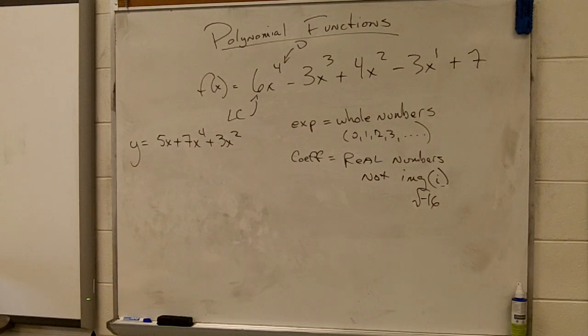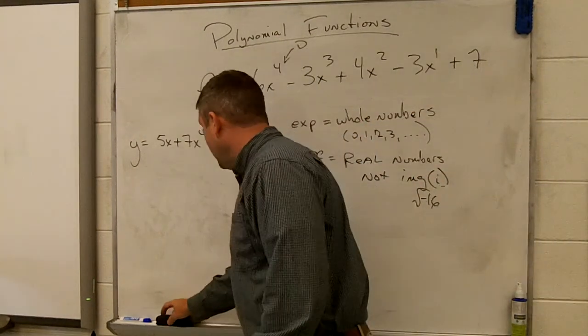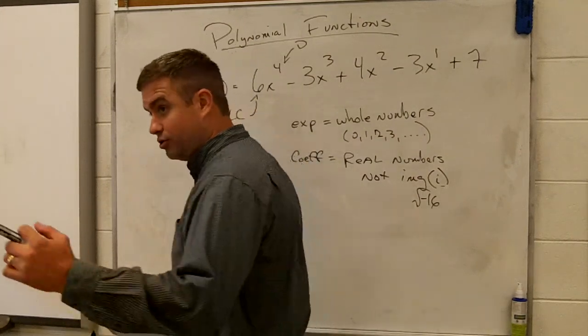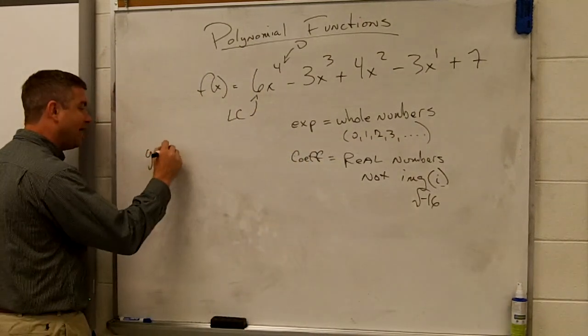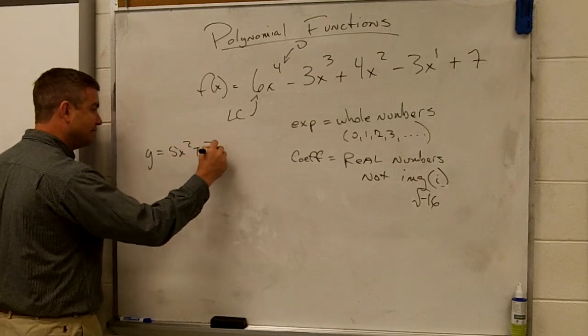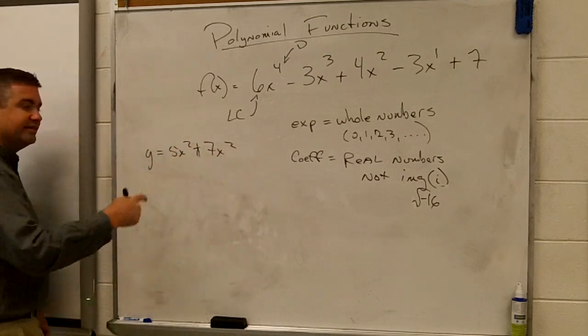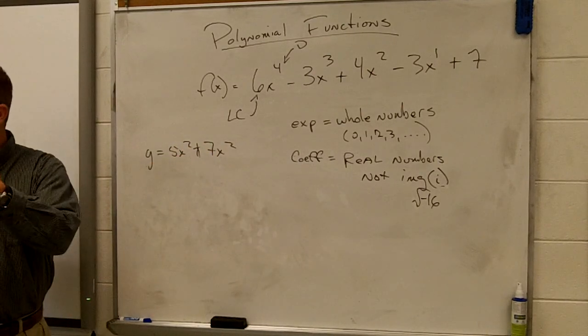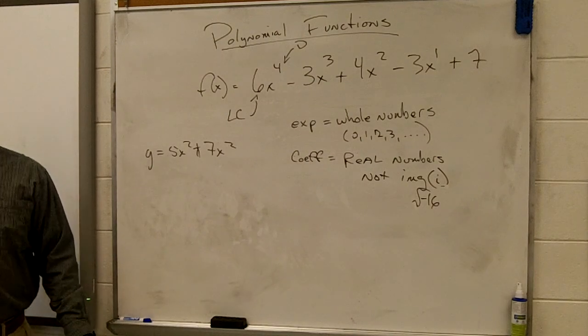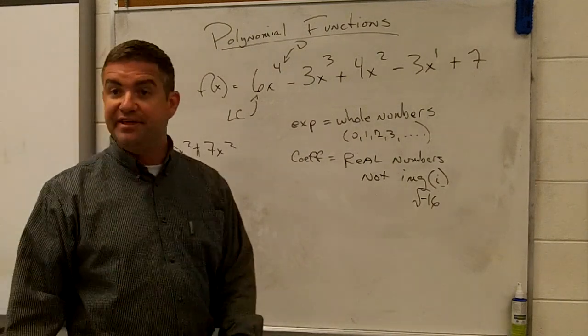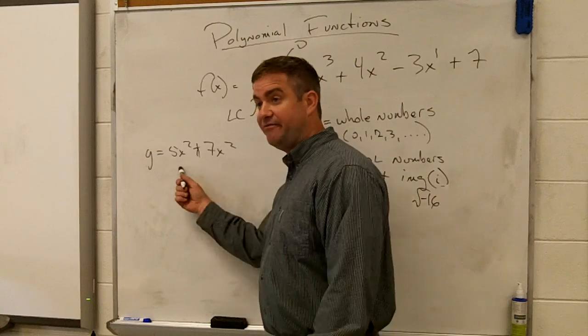Question? I was going to ask what if the degree is the same for each one? If it was the same, good question, right? If I had y equals 5x squared plus 7x squared, then those are the same and they would need to be combined to 12x squared. Okay, great question. This we would say is not in standard form yet.